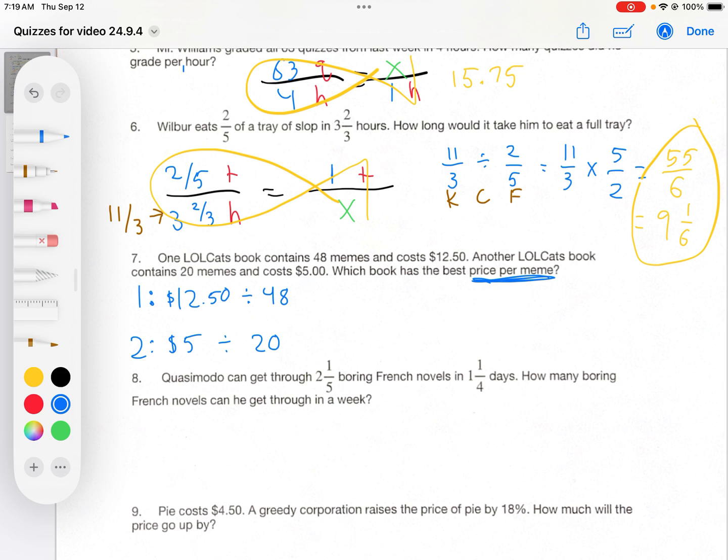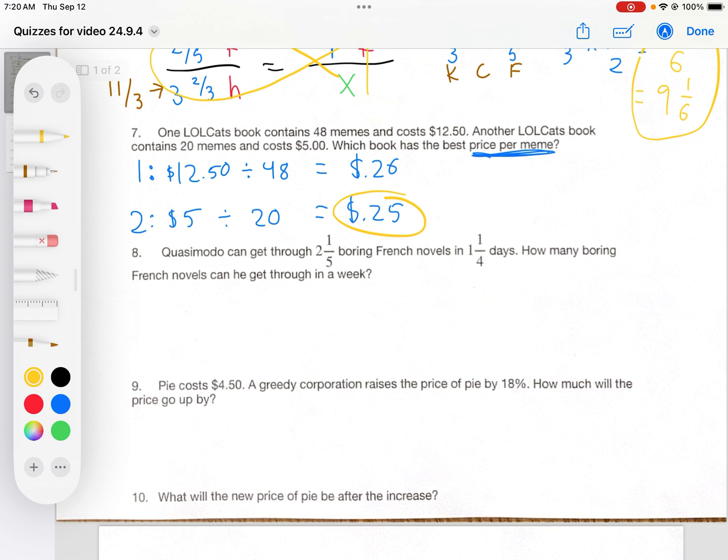So the first Lolcats book, $12.50 for 48 memes, is almost exactly 26 cents per meme. But the second book, $5 for 20 memes, is 25 cents per meme. That is your best price. If you divided things in the other order, you may have mixed up a couple of things there and accidentally put the wrong book down as your answer.